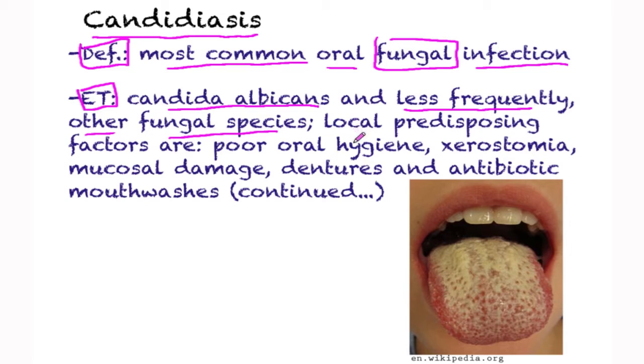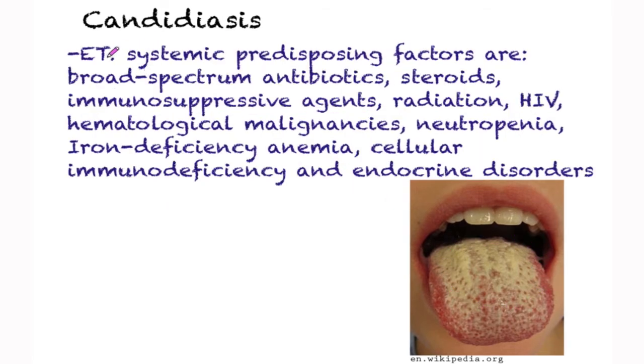There are several types of predisposing factors. The local ones are poor oral hygiene, xerostomia, mucosal damage, dentures, and antibiotic mouthwashes. So as you can see here on the tongue, this thick covering, this is Candida. I'm just going to continue with the etiology of candidiasis.